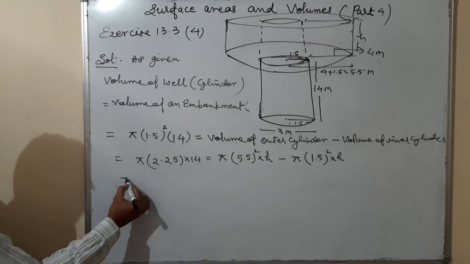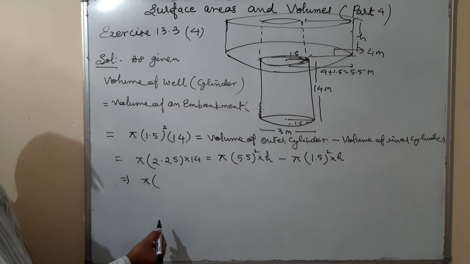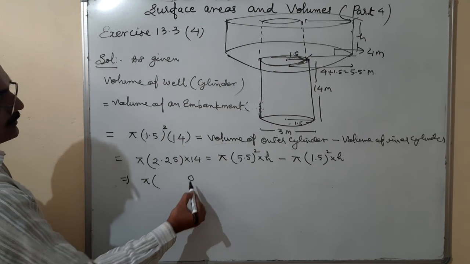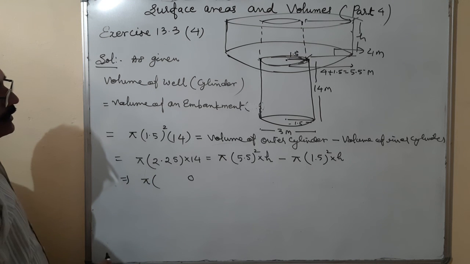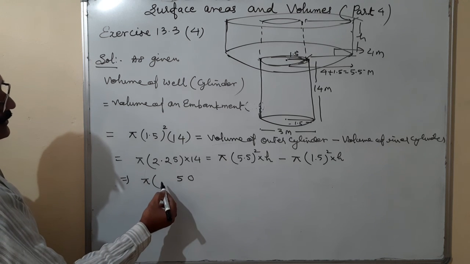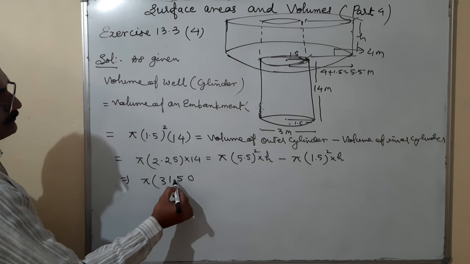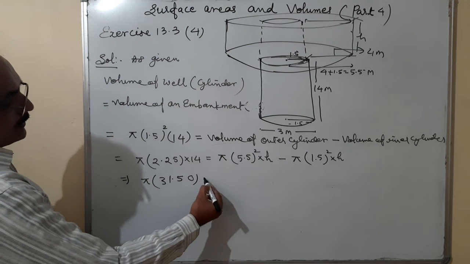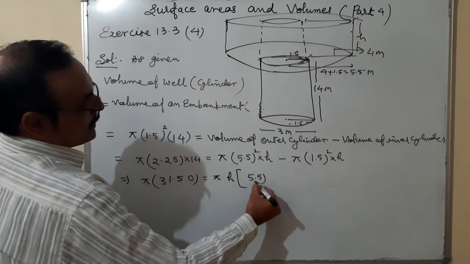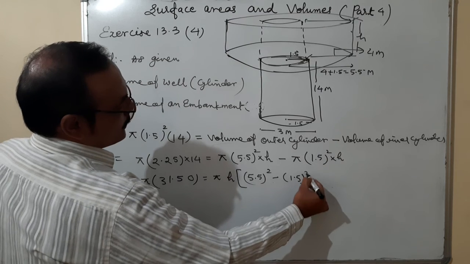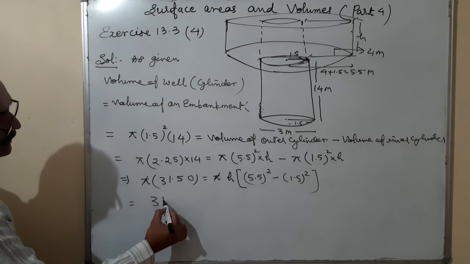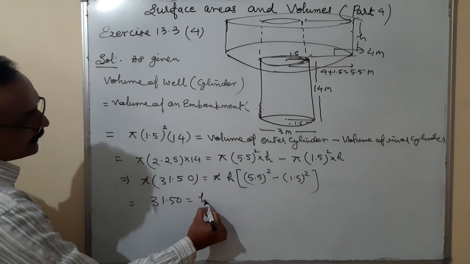Okay, pi. I can multiply here 14 into 5 is 70, 7, 14 into 2 is 28, 28 plus 7 is 35, 3, 14 into 2 is 28, 28 plus 3 is 31. So 31.5 is equal to pi, and h I am taking common. So it is coming 5.5 square minus 1.5 square. Okay, pi and pi cancel. 31.50 is equal to h.